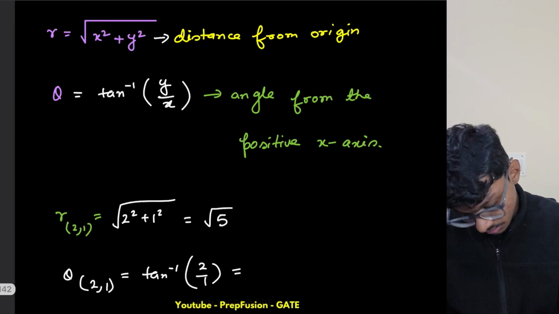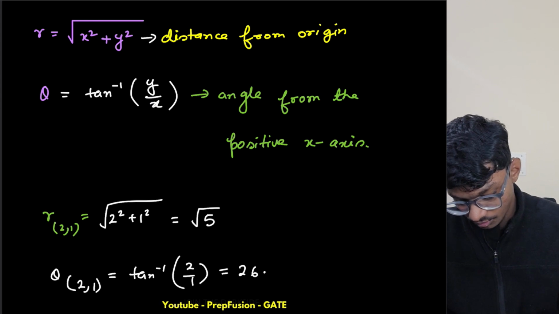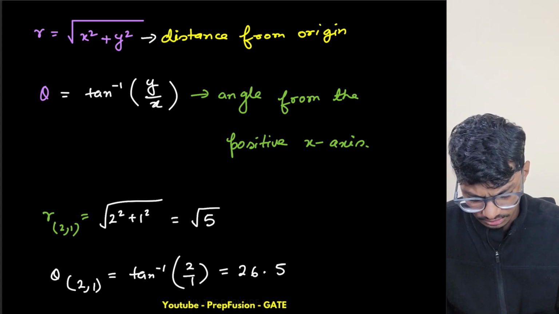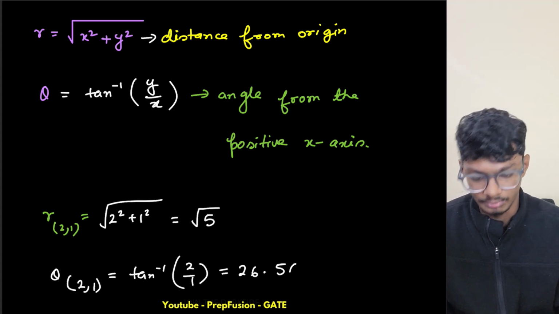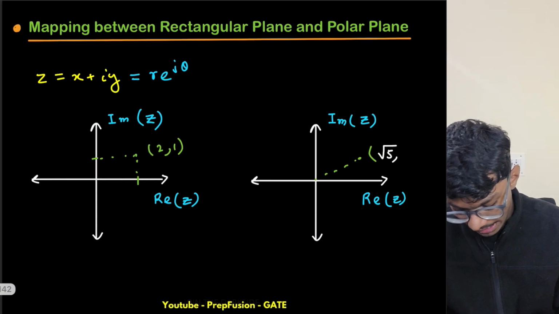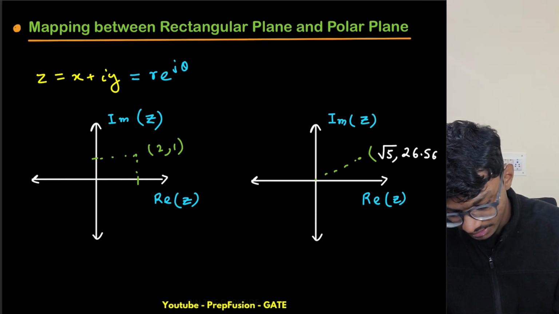Which is equal to 26.56. Like it is known, right? You have to remember that tan inverse 2 is 26.56 degrees, right? So this is about my angle. You can write it in radians also.